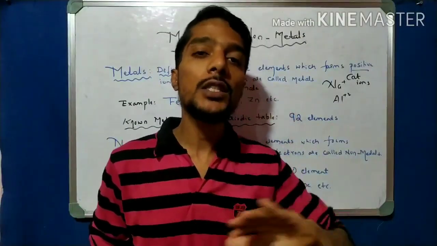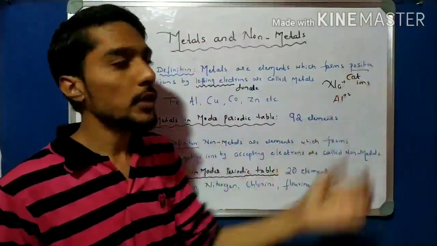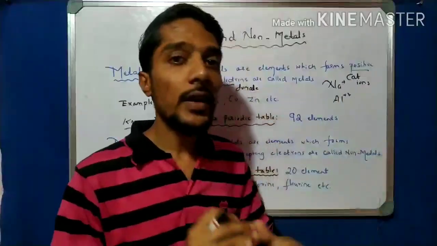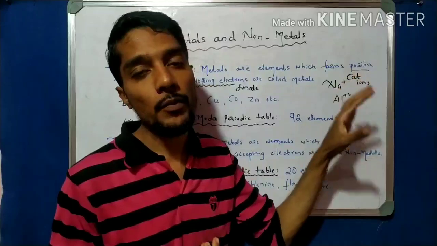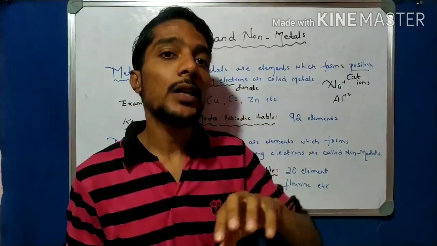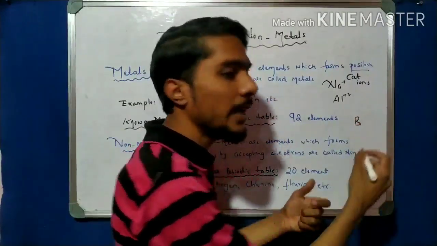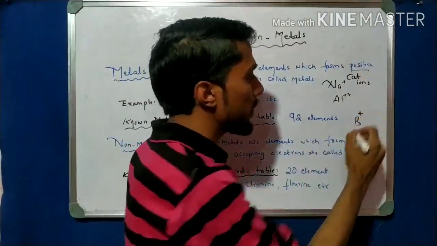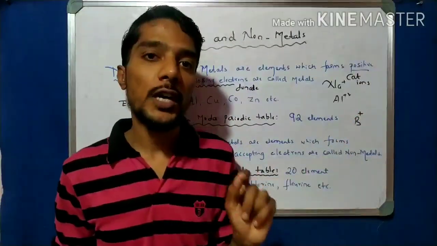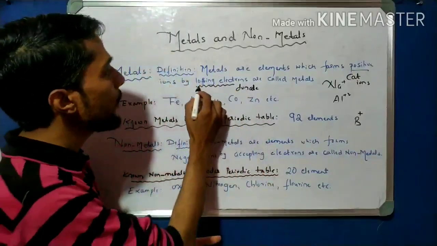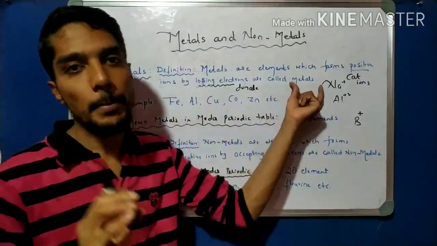The element which loses the electron, which donates the electron to other elements, gets the positive sign. That is why, when we write the valency of elements, we always put a plus sign on top. The plus sign indicates that the element donates the electron. If I write any one element here, for example element B, with a plus sign, it means it is a metal, because only a metal can get a positive charge. Why does a metal get a positive charge? Because they lose the electron, they donate the electron. Such elements are called metals.